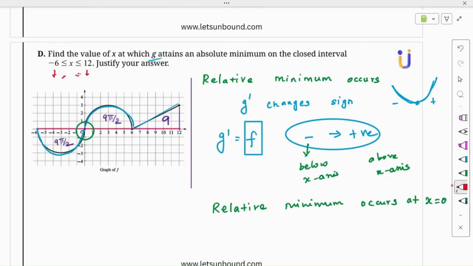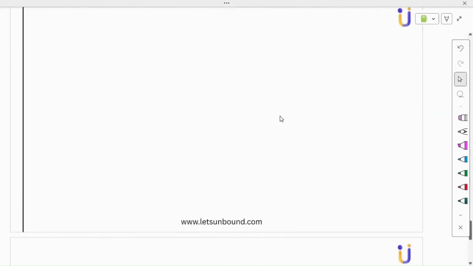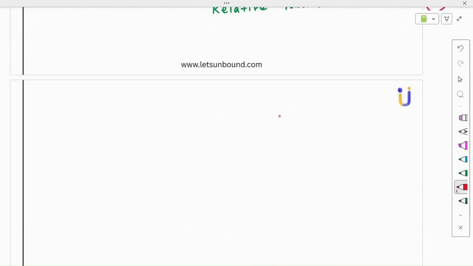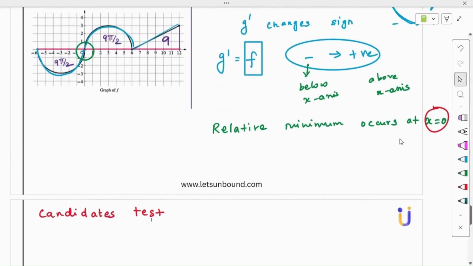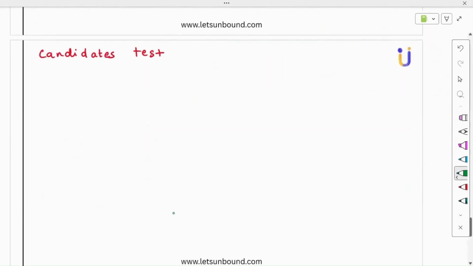Okay. Now, we need to find the absolute minimum. The relative minimum we will also count. And the next is the candidate test. Let's apply it for the endpoints. So we need to find g of -6, g of 12, and g of 0. That is the candidate test. To get the absolute minimum, apply the candidates test. If you get two relative minimums, you have to include those in your candidate test. So when x is -6, what is g of x?